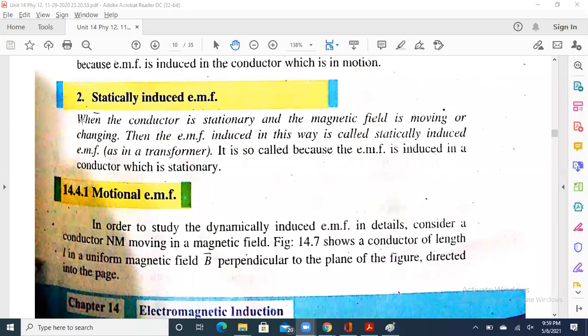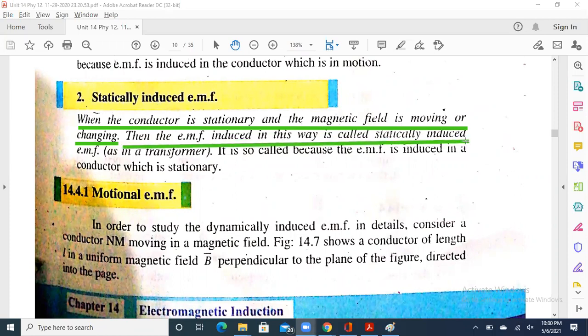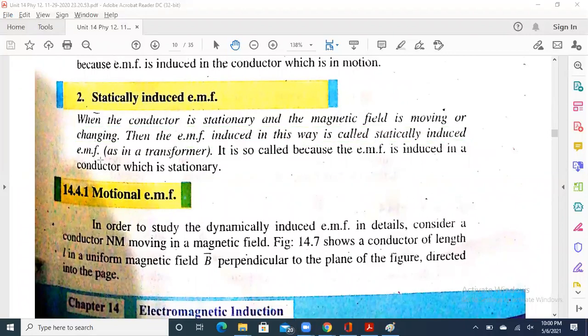Next thing is statically induced EMF. So what is the definition of the statically induced EMF? When the conductor is stationary and the magnetic field is moving or changing, meaning the permanent magnet is moving while the conductor is stationary, then the EMF induced in this way is called the statically induced EMF. What is the example of it? For example, in a transformer.